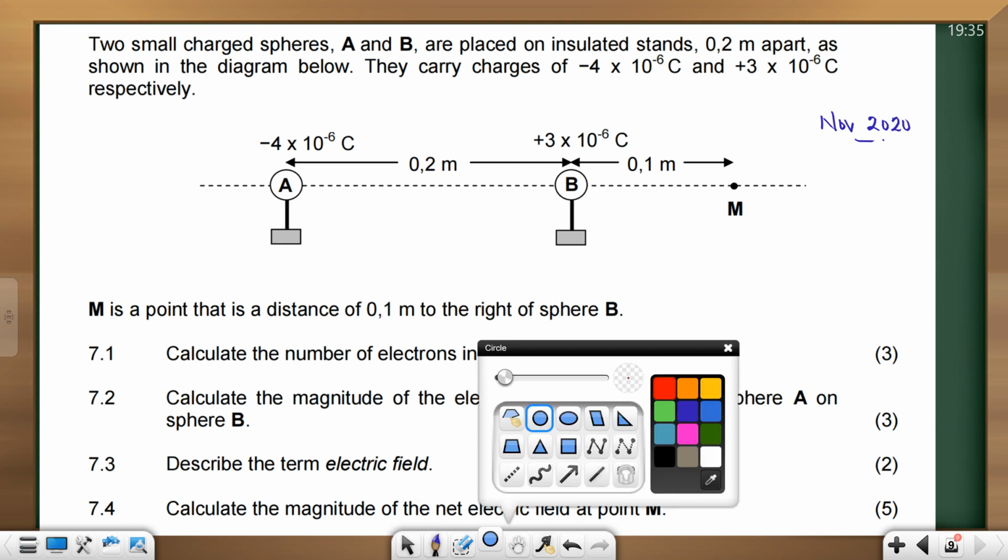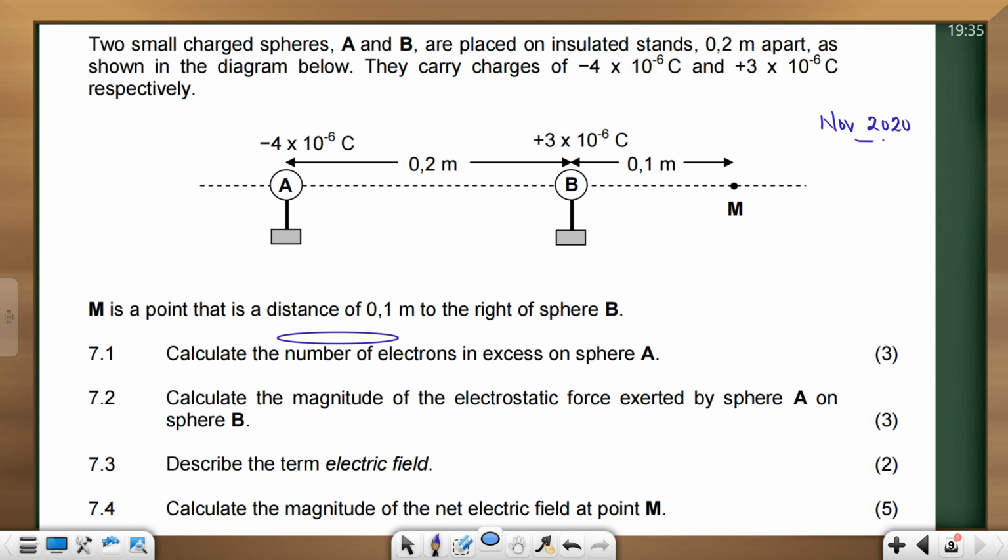Look, the examiner is very clear here. They want the number of electrons. There's only one formula for that. And this time around, please take note: the charges are not brought together and separated. Please, they are not brought together and separated. Here we just use N equals Q over QE, and we are done. 3 marks. N equals Q over QE. Number of electrons in excess. Why are we saying excess? It's negative 4, which means we have more electrons than its neutral state.